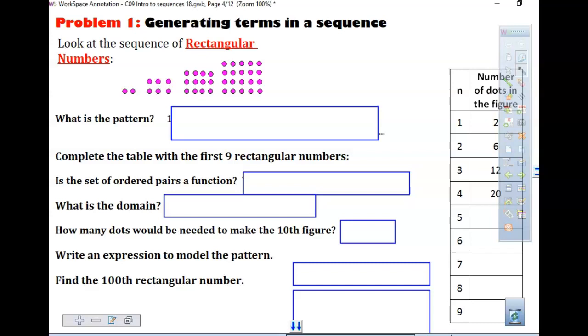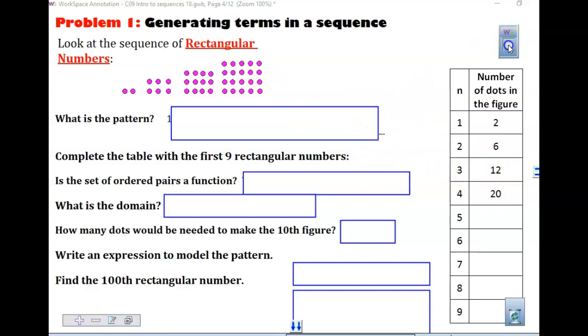So on that next part down, I want you to look at these rectangular numbers. If I was looking at the pattern, the first number that I have is 2, right? So this is my pattern. This is the number. How many dots are in that first rectangular number? 2. The second one, 6, because it's a 2 by 3. Then you have a 3 by 4, it's 12. We have a 4 by 5, which gives us 20.